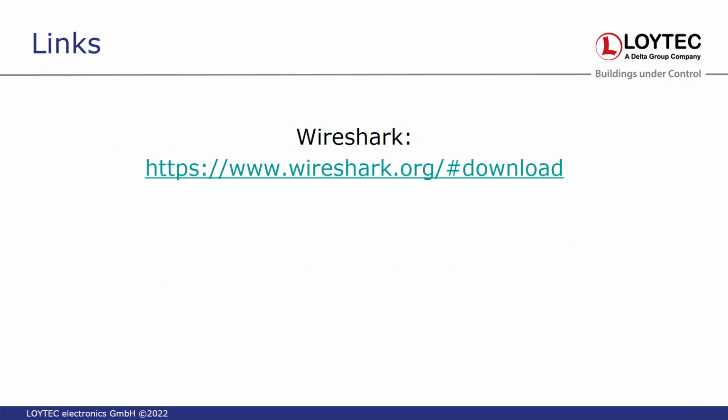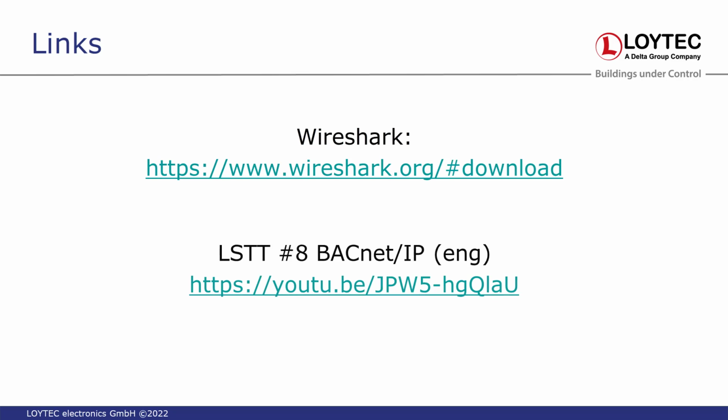Wireshark. For analysis of network traffic, in this case BACnet MSTP communication, the Wireshark tool can be used. The program can be downloaded under the following link. For more information regarding the handling of this tool, for example, how to set up capture filters, please refer to LSCT number 8 about the topic BACnet IP in English. This video can be found under the following link.